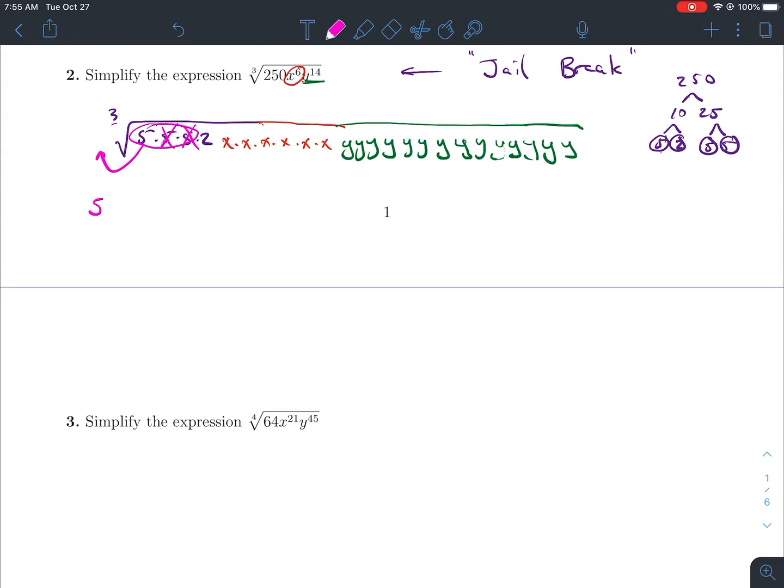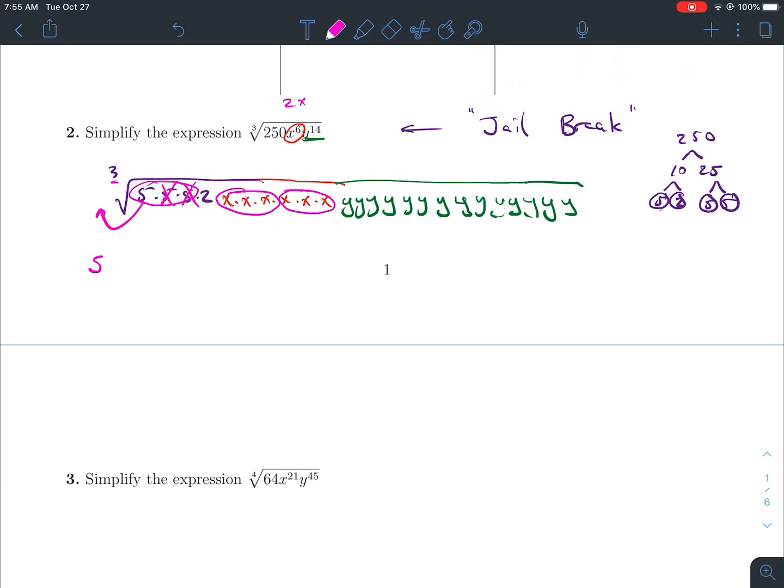Now from the x's, we're going to make groups of 3. So we have a group of 3 here, and a group of 3 here. Well, that makes sense, 2 groups of 3 does give us 6. So 1 x from each of those groups escapes, and the rest die. So we have x, but 2 of them out. So x times x is x squared.